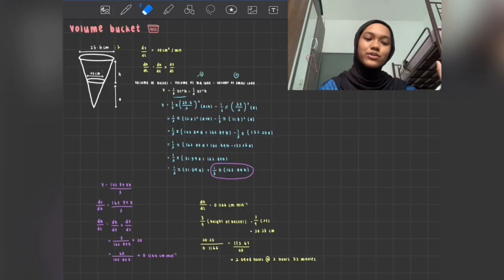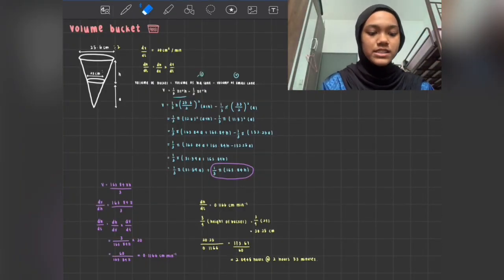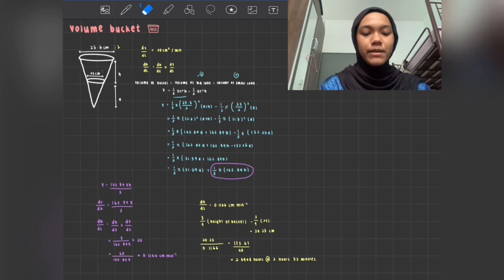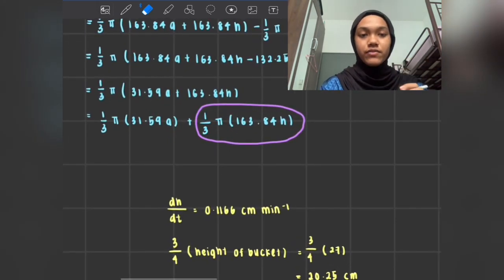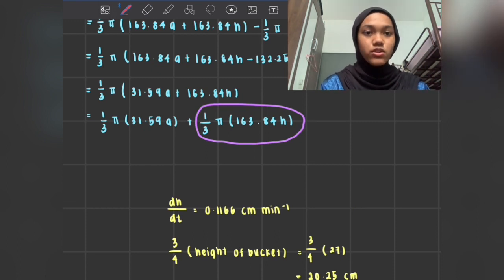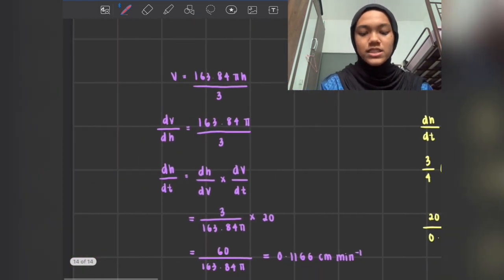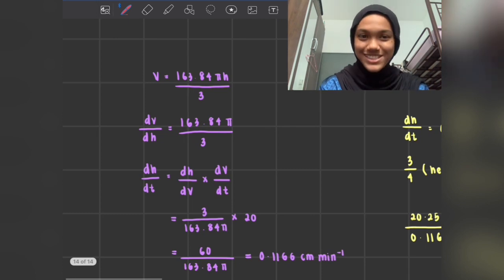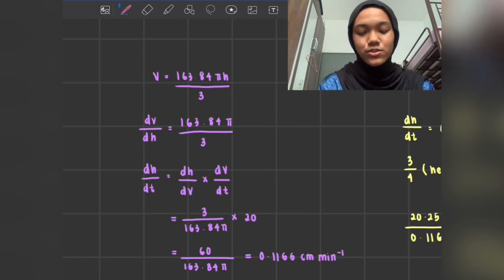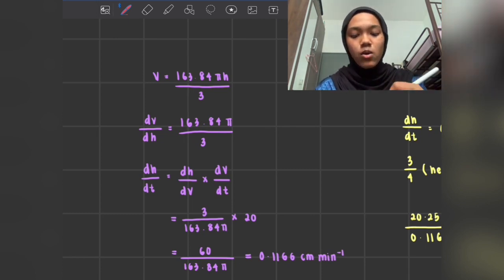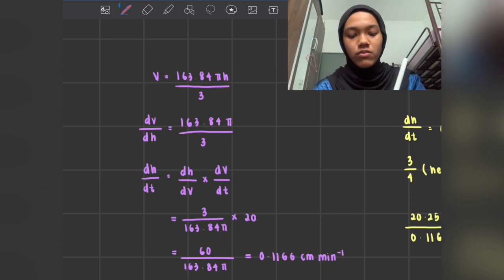Hi, so I am going to proceed with our next calculations. From the answer that we got before, which is 1/3 pi multiplied by 31.59a plus 1/3 pi multiplied by 163.84h, we are going to use the one that I have circled in purple because the formula refers to the bucket that we are using. So the formula of the bucket, which is V equals 163.84 pi h over 3, we are going to differentiate it to dV over dh. So we got 163.84 pi over 3.